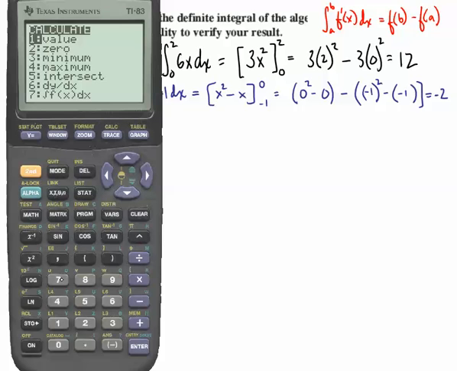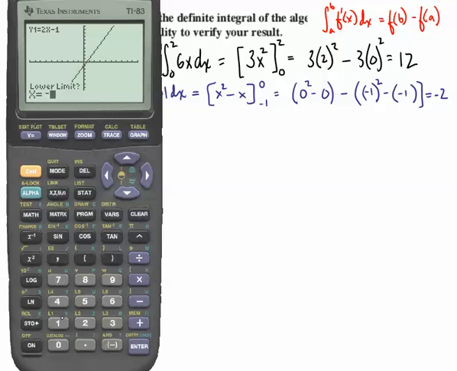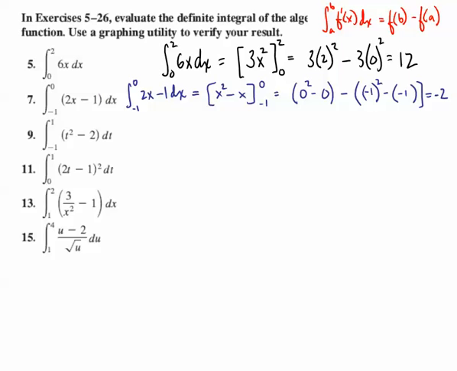So we're still going to use option 7. The lower limit is -1. The upper limit is 0, and so you see we have an area under the curve of 2, which gives us an integral of -2. The area is always positive, but integrals can be negative if the area is below the x-axis. Okay, the next example, number 9.